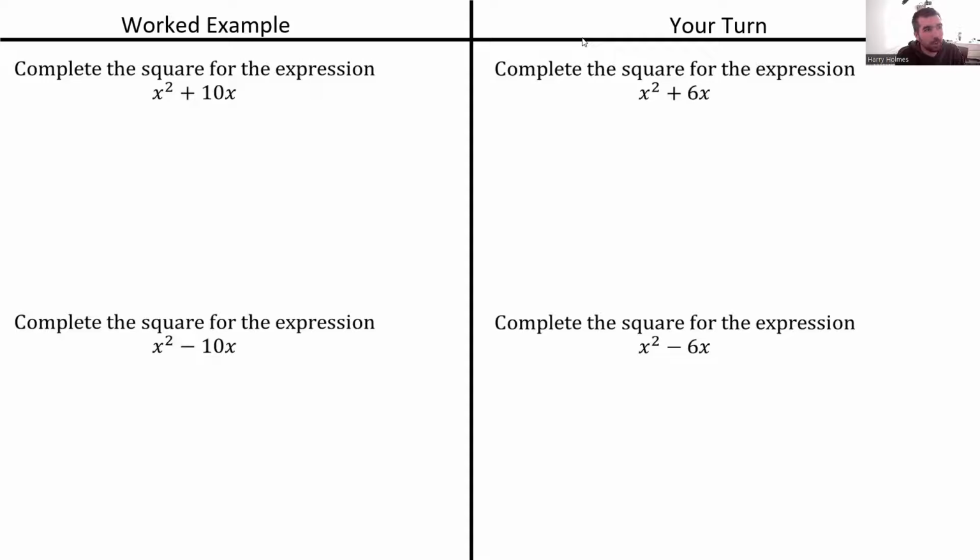So here we go, worked example. Now you'll notice maybe, looking at this first example, that we've got x squared at 10x and we don't have a number.